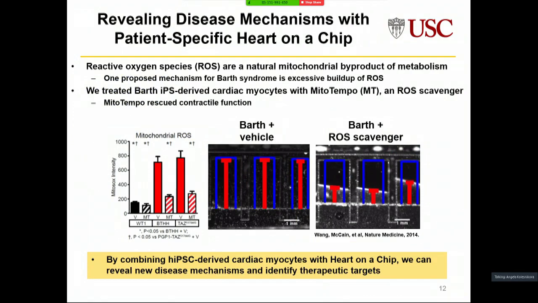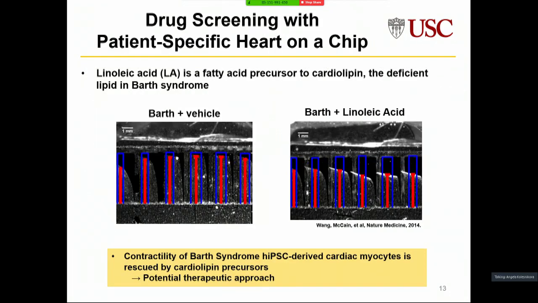So this, again, is a great platform for being able to do these types of mechanistic studies in a human-relevant platform. We also did CRISPR mutated wild-type lines as isogenic controls, again, to really validate that this is due to mutations in TAZ. Some other compounds we looked at were linoleic acid, a fatty acid precursor to cardiolipin. So the idea is if you load the cell up with the precursor, maybe you can get enough to recover the function. We also saw some recovery there. Again, using this as a platform for identifying therapeutic approaches.